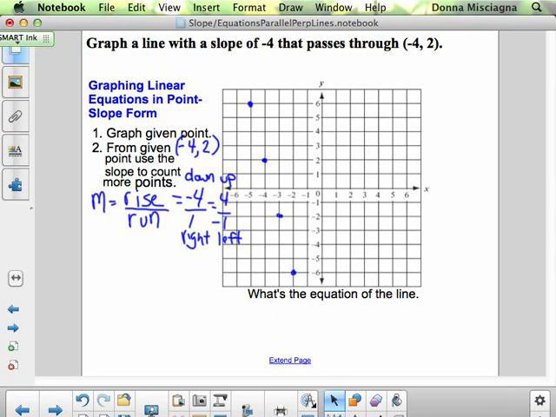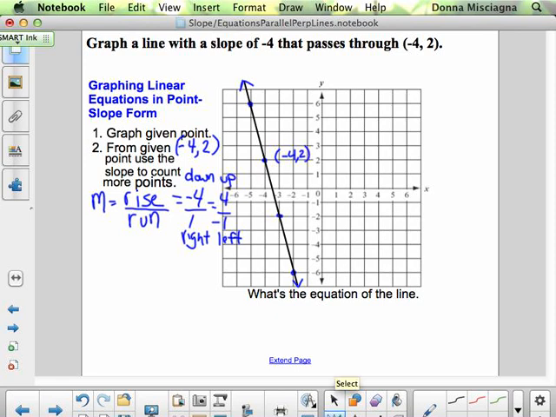So now let's graph the line. I'm going to use a line tool just because it'll be a straighter line. And then it decided to glitch out on me. All right, and I'll straighten that up a little bit. All right, that looks good. So we have now graphed the line that has a slope of -4, and it passes through the point -4, 2.